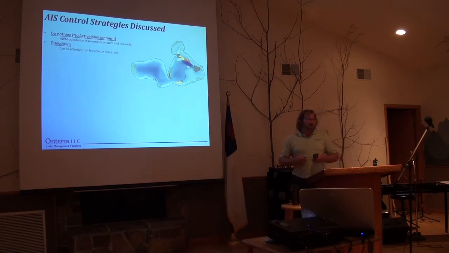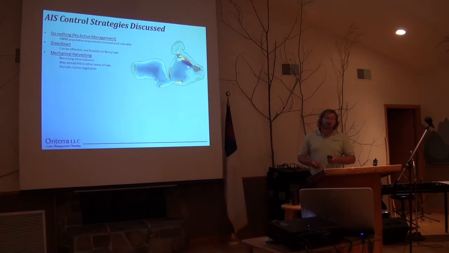A drawdown. We've done water level drawdowns. Take the water out of the lake up to the maximum depth that the plant grows, it can be very effective, and it's worked quite well on a number of flowage systems. It's not possible on Berry Lake, so I crossed it out.